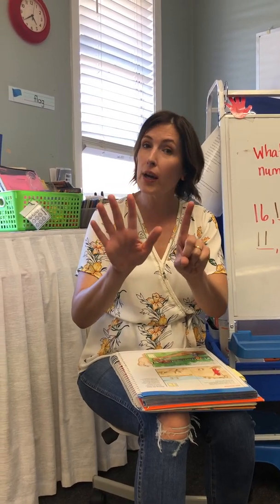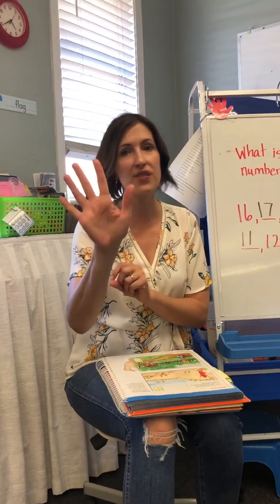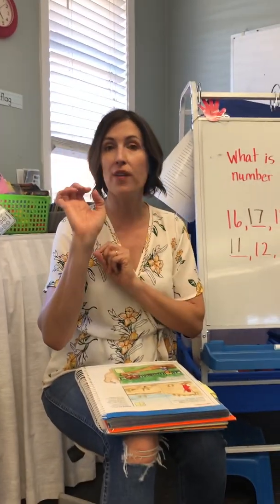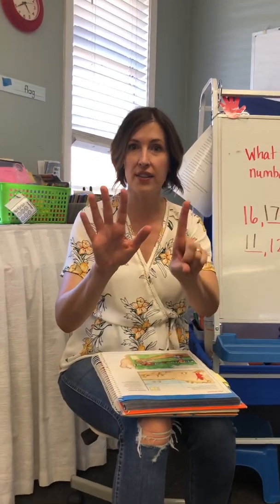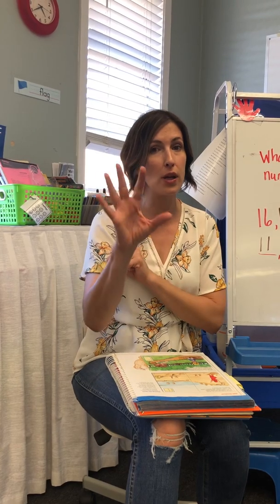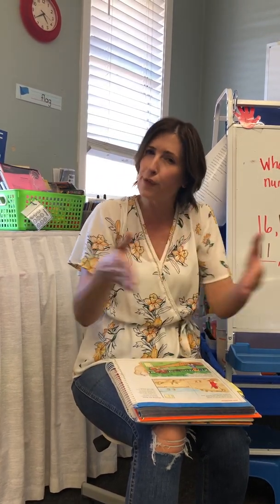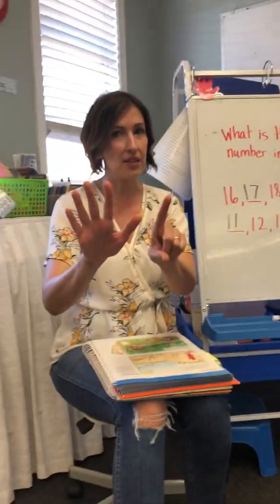Now, there's a quick way to count this. We know that when we put up one hand, all of those fingers, that's 5. And then if we count 5, and then 1 more, we know that's 6. 5, 6. We don't have to start counting from 1 all the time. We know this is 5. Just like when we look at a full 10 frame, we know that that's 10. We know this is 5. So we can say 5, 6.